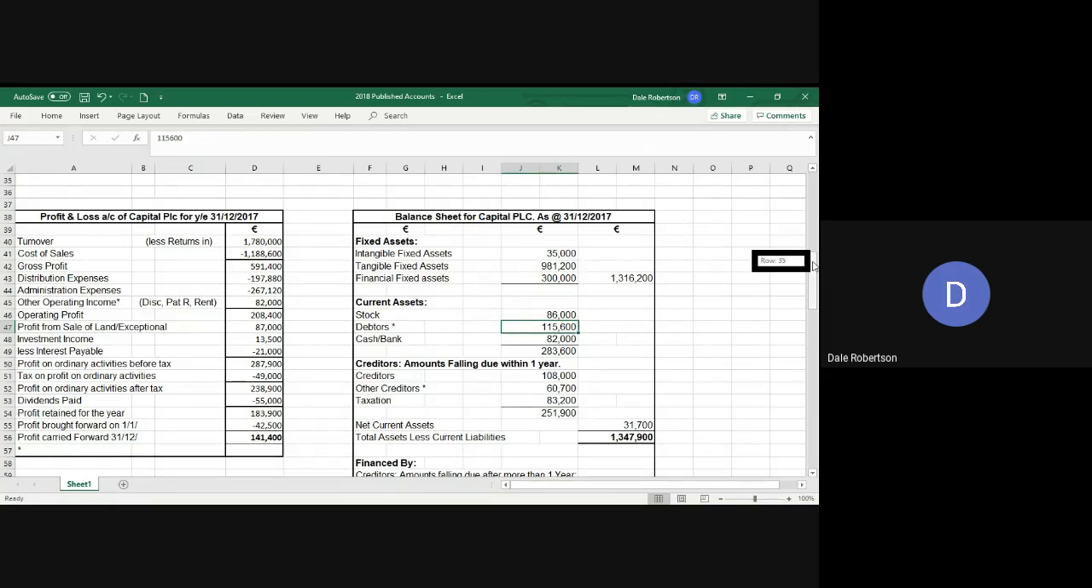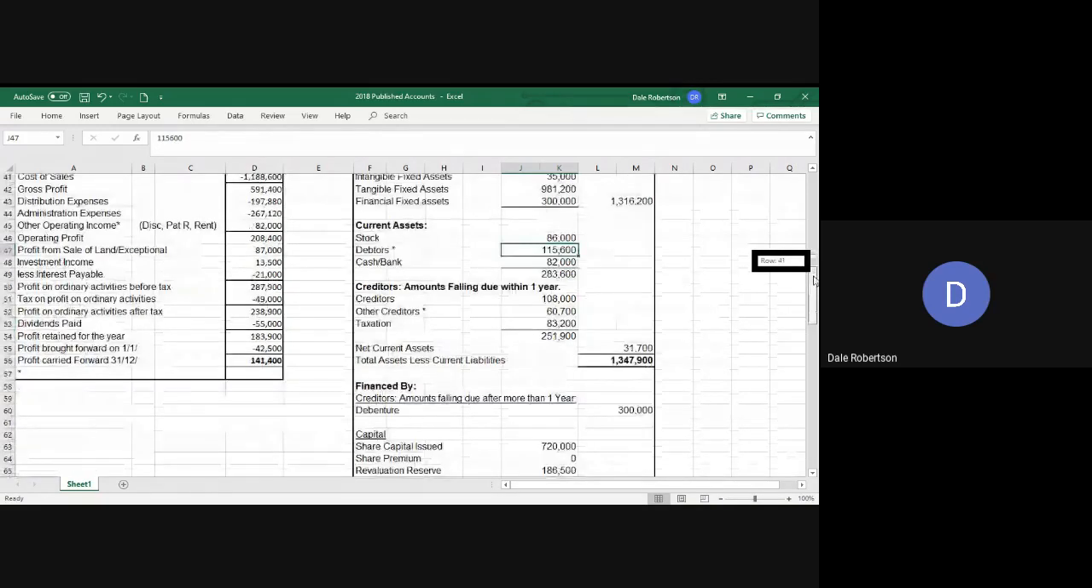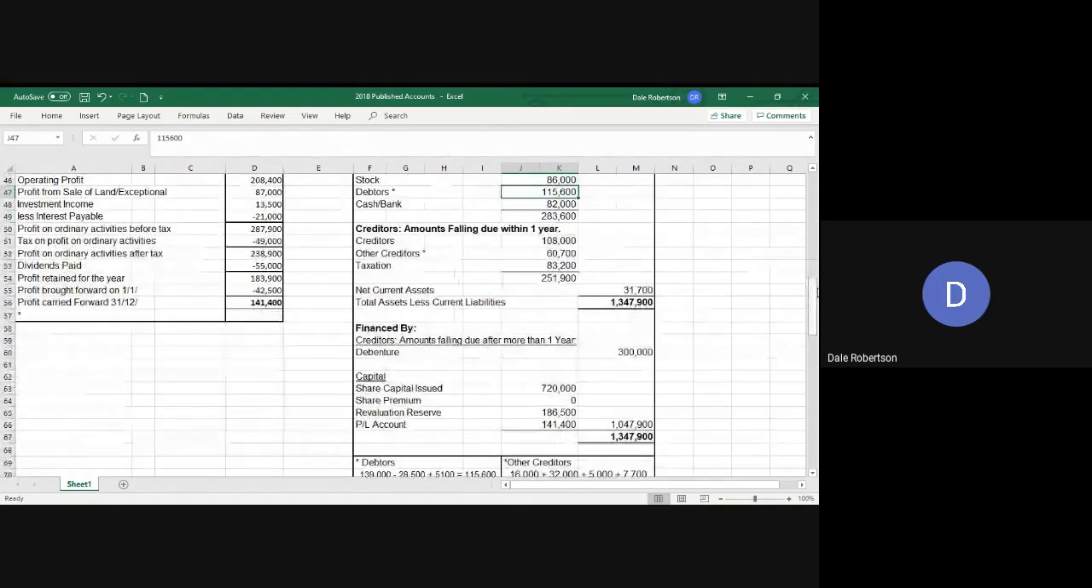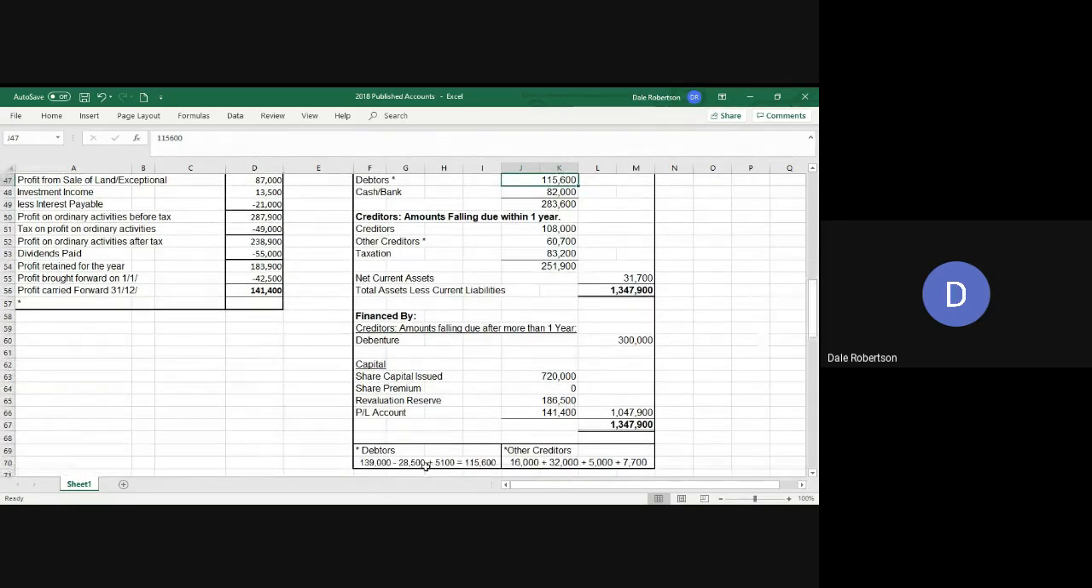I have a note down here to show where some of these figures come from. So debtors, you can just about see it on the screen there. Debtors are going to be 115,600, and that comes from your actual debtors less your provision for bad debts, but then you have to add on your investment income due. And then when you total all of that, you get 115,600. The cash or bank figure is given to you directly in the trial balance.